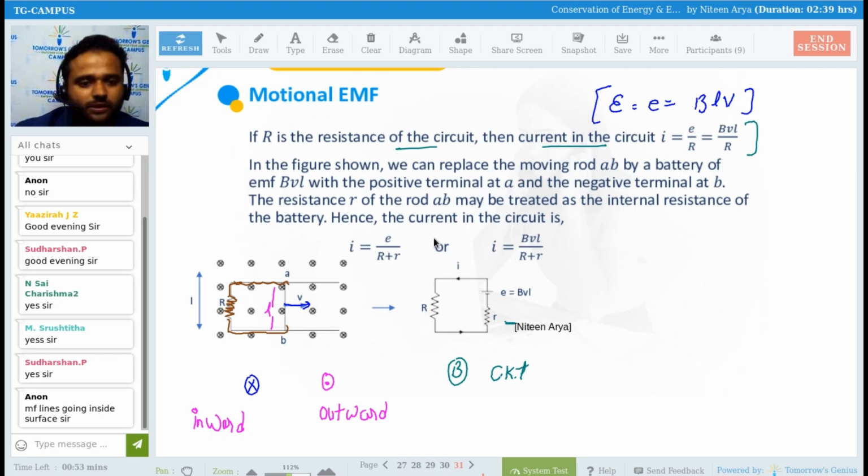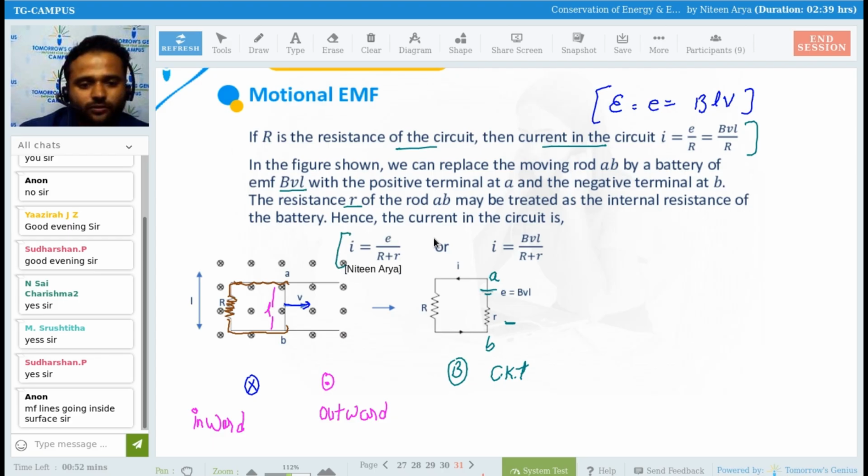Now if in this particular figure of the circuit there is a small r also, then in the given figure we can replace the moving rod AB by a battery of EMF BLV, with the positive terminal at A. Here is my positive terminal, here is my negative terminal. The resistance of the rod may be treated as the internal resistance of the battery. So this small r is treated as the internal resistance.